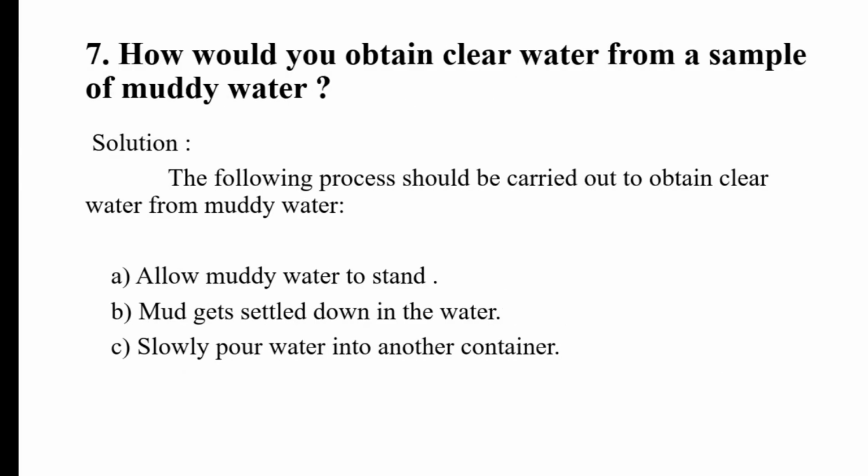Seventh question, how would you obtain clear water from a sample of muddy water? Yes, by the following process. First, allow muddy water to stand. Mud gets settled down in the water, and now slowly pour the water into another container.